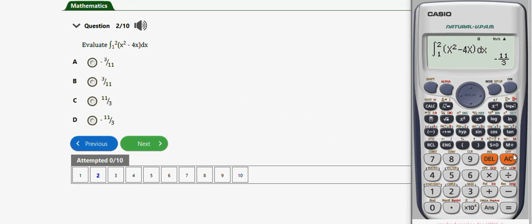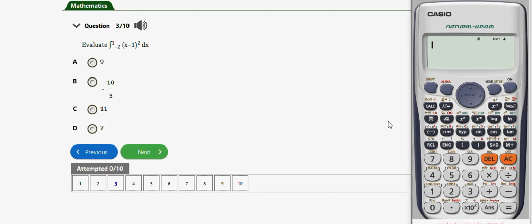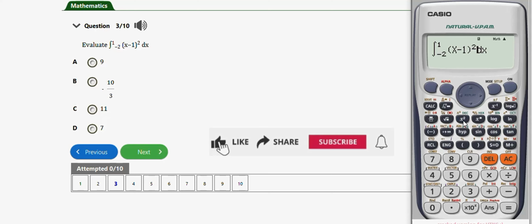Very interesting. Let's solve the next repeated question, which is this one. Still definite integrals, so let's bring the calculator and solve. We are still working with the setting on the calculator. Press this button. The upper limit this time around is 1, and the lower limit is negative 2. Come to the center box and put an open bracket. We have x, then (x minus 1), close the bracket, put square. Press equal to see the output. We have it to be 9, option A. So it's as simple as this.